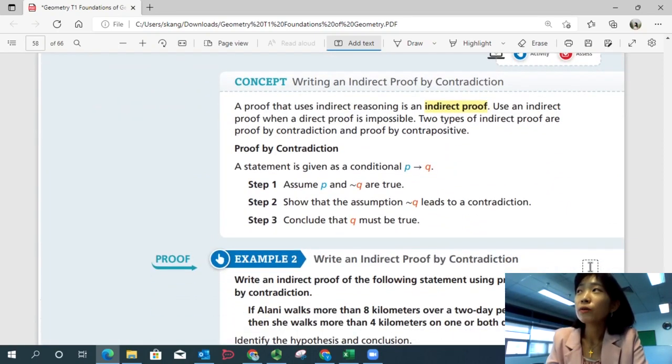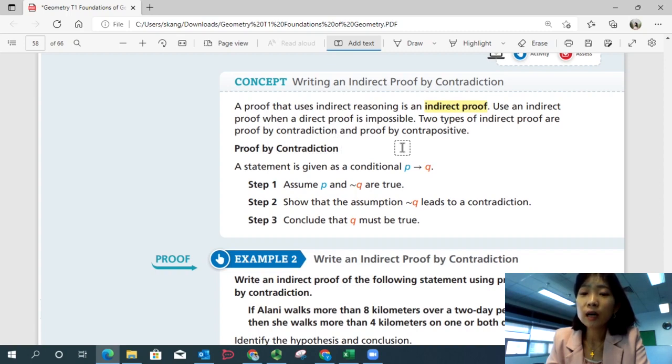There's a concept, writing an indirect proof by contradiction. A proof that uses indirect reasoning is an indirect proof. Use an indirect proof when a direct proof is impossible. Of course, if you can use direct proof, you should use that. Two types of indirect proof are proof by contradiction and proof by contrapositive. Okay, so we're going to look at proof by contradiction here.